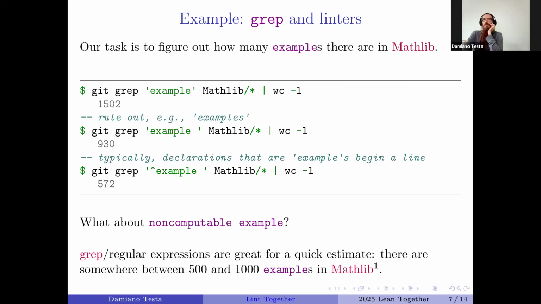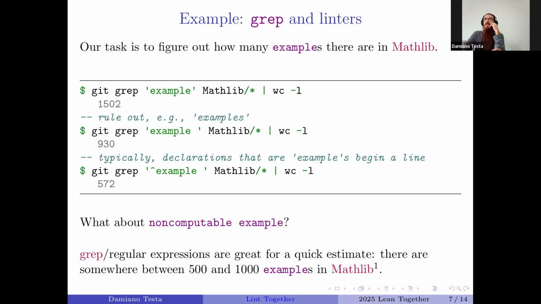So let's see how we can use linters to do a simple task, like maybe figuring out how many examples Mathlib has. I chose example just because it's what I talked about before, and it's something that an environment linter would have a hard time detecting. So I'm going to focus now on syntax linters. I don't know whether this would be your first reaction, but at least my first reaction, if I were asked how many examples there are in Mathlib, I would grep the repository and figure out how many times the word example appears.